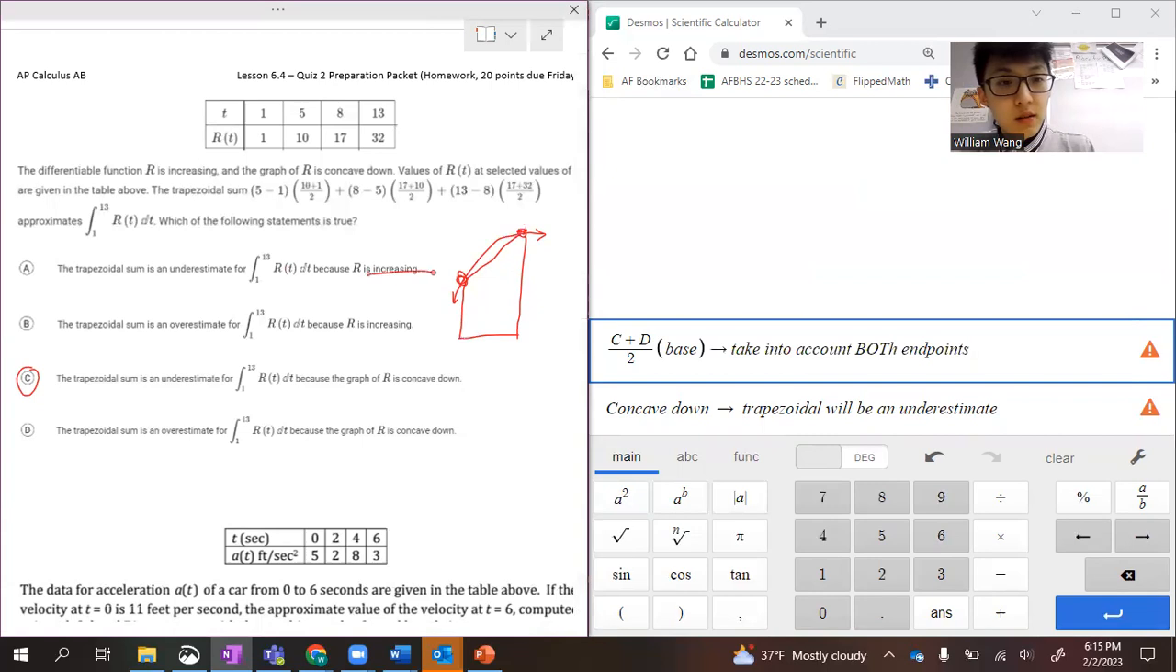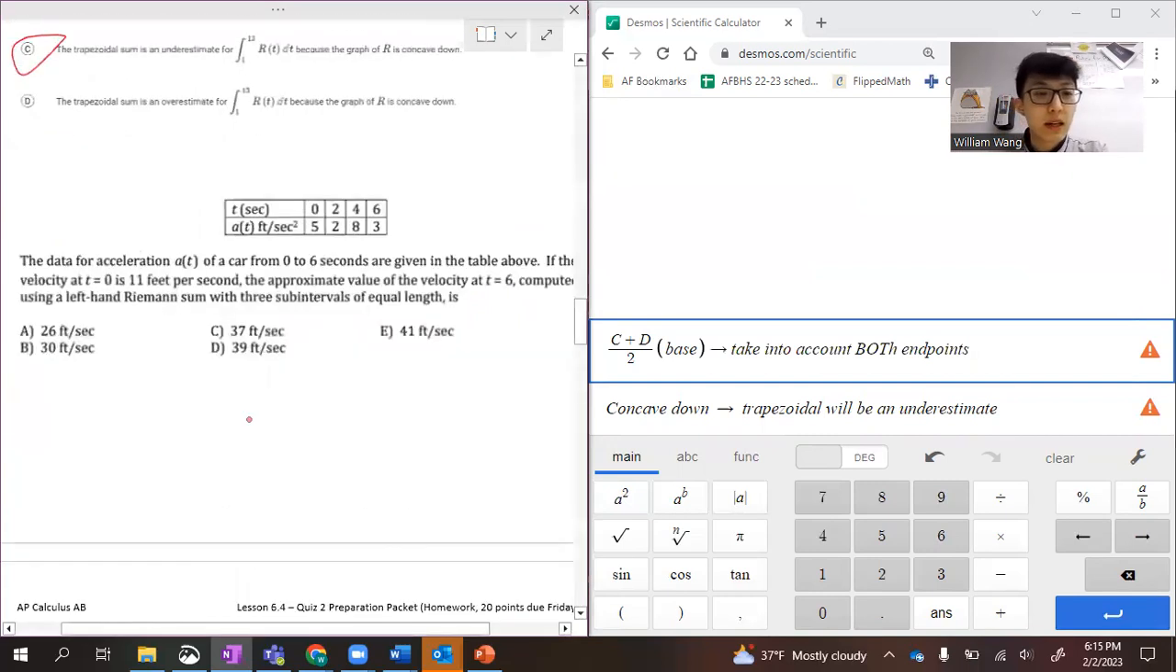Same with the increasing or decreasing. These are obviously not the right answer choices, but for LRAM and RRAM, you could just draw it and see whether it's an overestimate or underestimate. So my answer choice is C. Okay, final multiple choice.